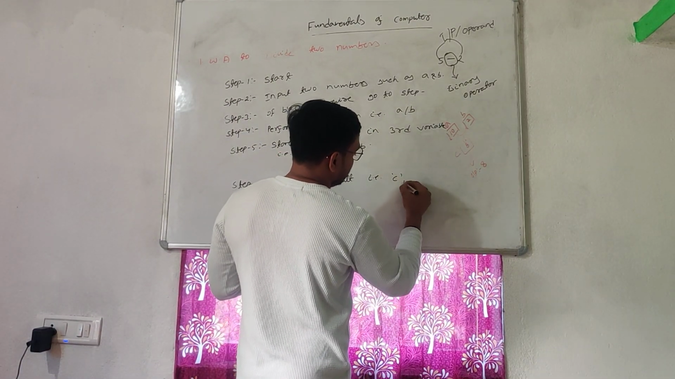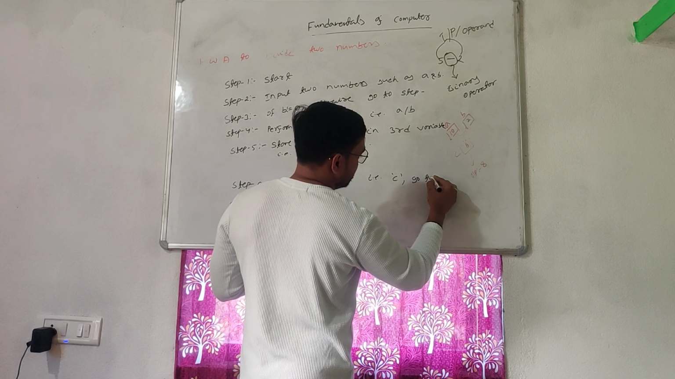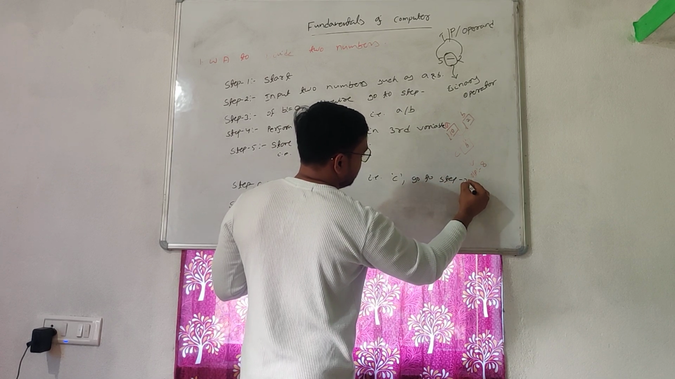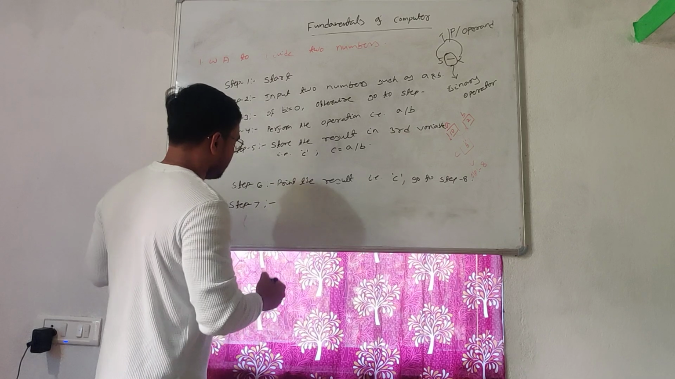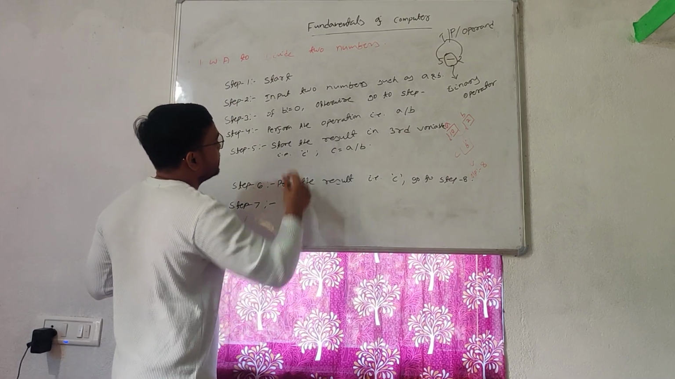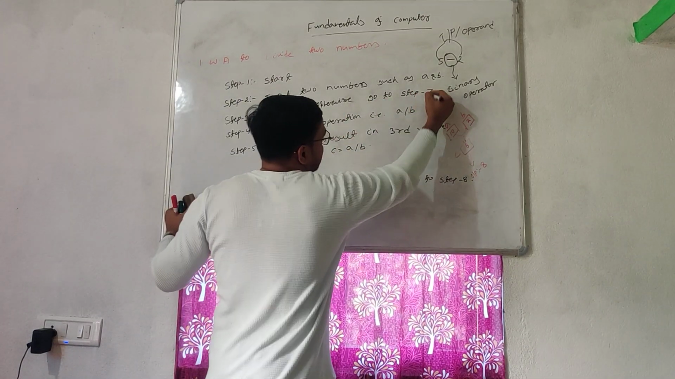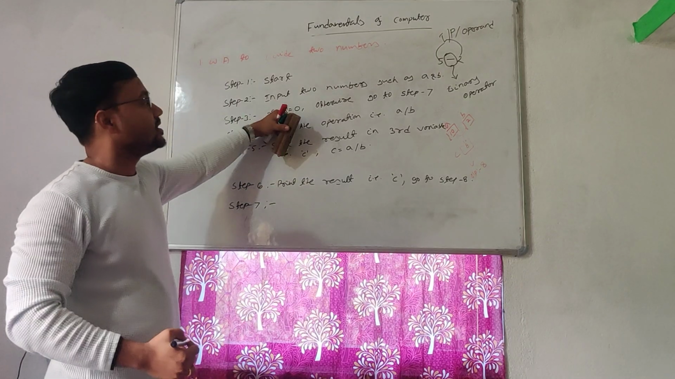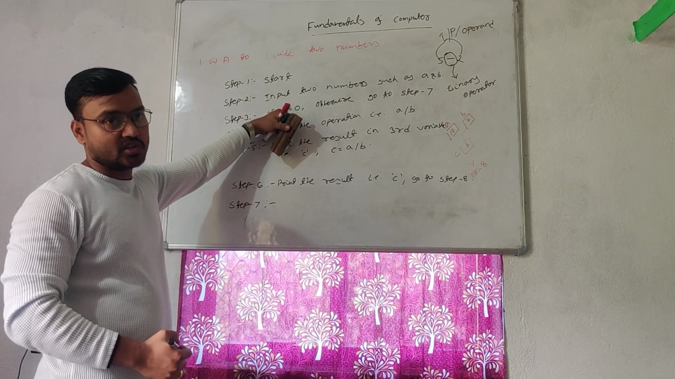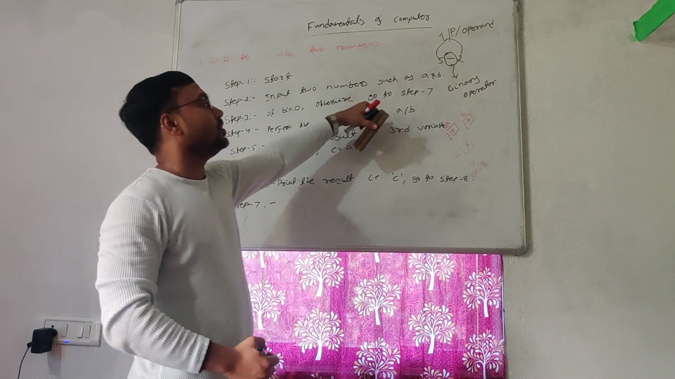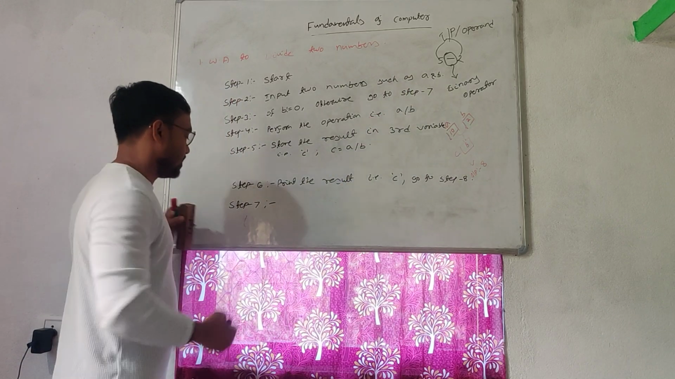Once that is done, I will go to step 8. In step 7, so let's move to step 7. If b is not equal to 0, the condition is false, then go to step 7.